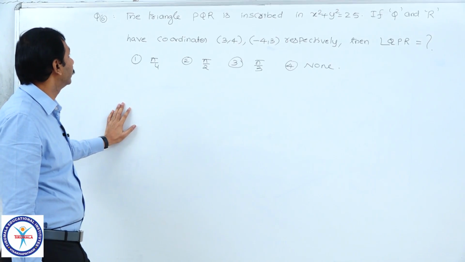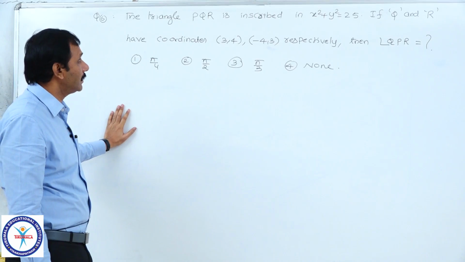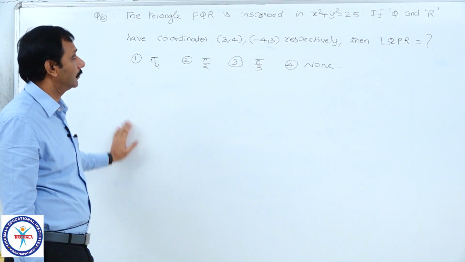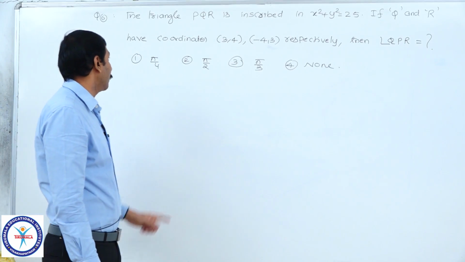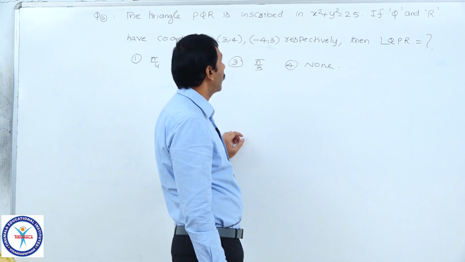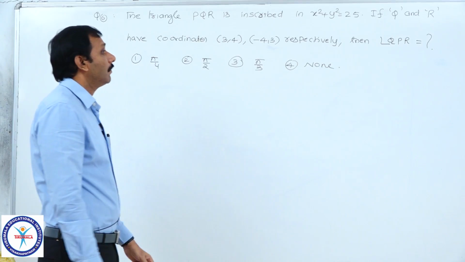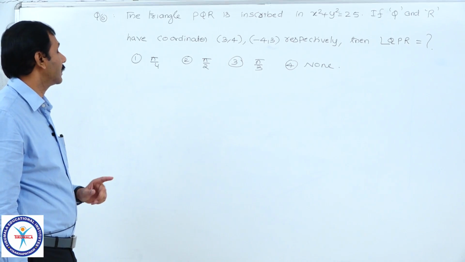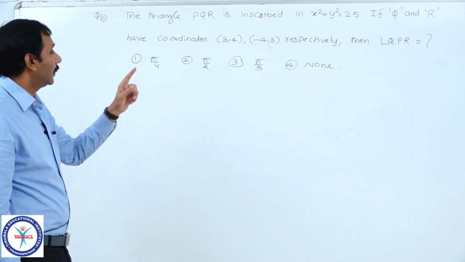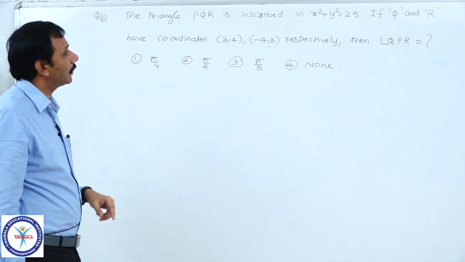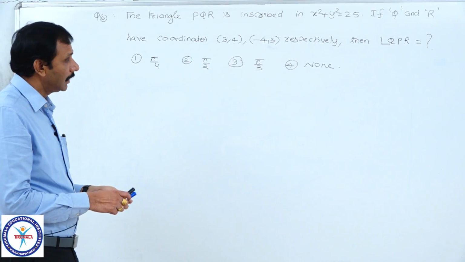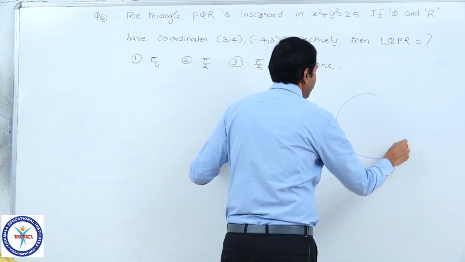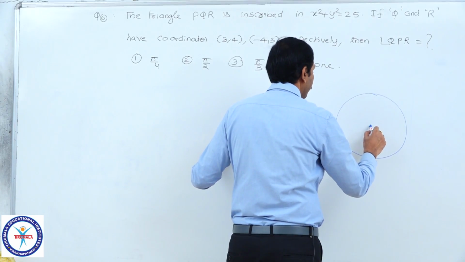Next problem, the triangle PQR is inscribed in the circle x square plus y square equal to 25. If Q and R have coordinates 3 comma 4 and minus 4 comma 3 respectively, then what is angle QPR? See the problem first. That circle is the circumcircle of this triangle PQR, and observe the circle is x square plus y square equal to 25.